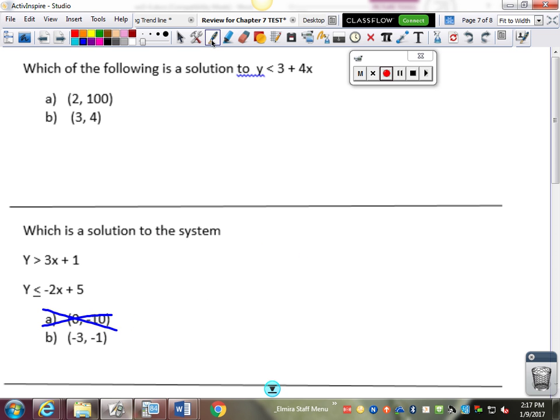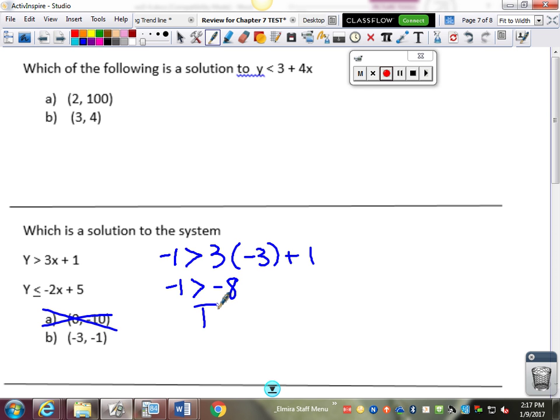All right, let's do the second choice. So negative 1 is greater than 3 times negative 3 plus 1. So negative 1 is greater than 3 times negative 3, that's negative 9. Negative 9 plus 1 is negative 8. Okay, that's true. Let's go to the second inequality.